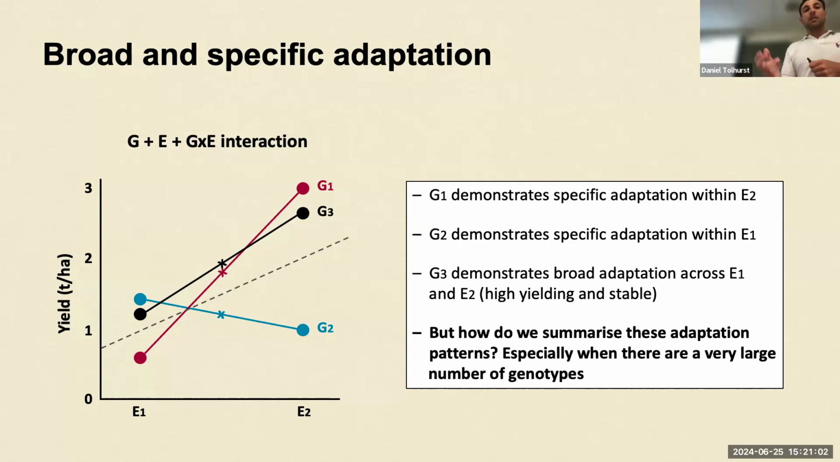And in the example, if E1 represented, say, Texas, and E2 represented, say, Mississippi, G3 is that genotype that you could place in both of those types of environments, and it's going to perform consistently well.